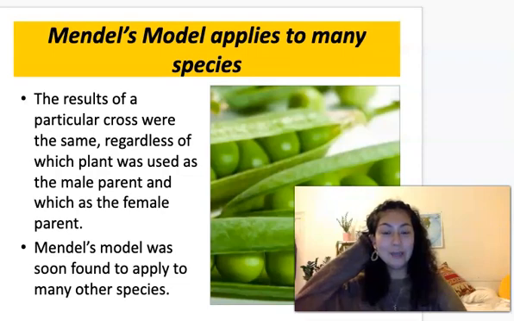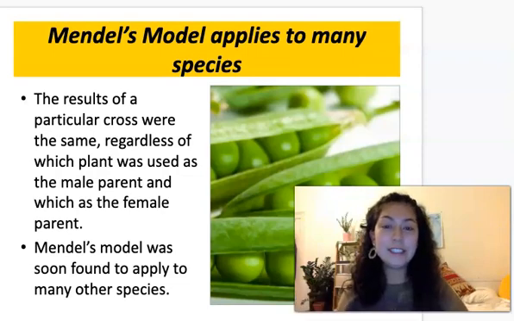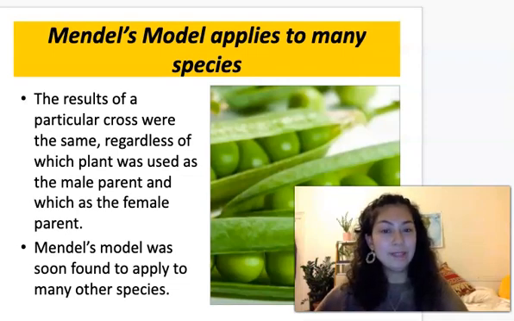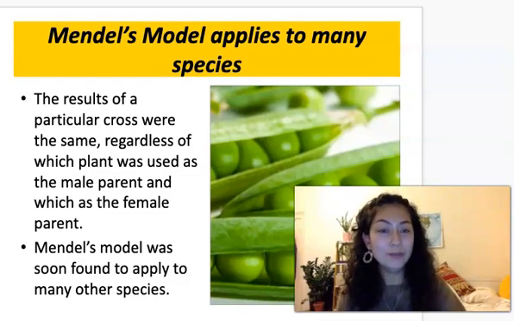These laws apply to all species. So in all species, there are multiple forms of a gene, multiple alleles. And also, it doesn't matter which is the mother and which is the father. This allelic recombination applies to all.